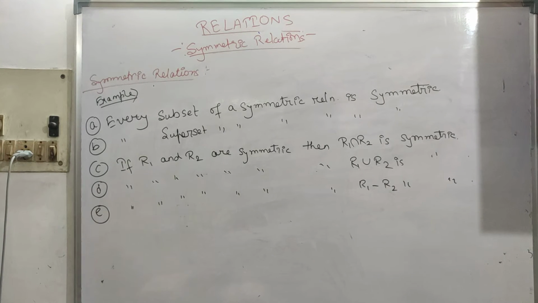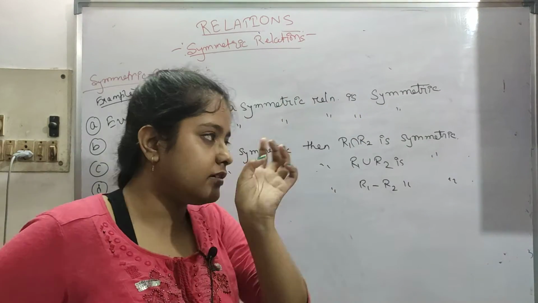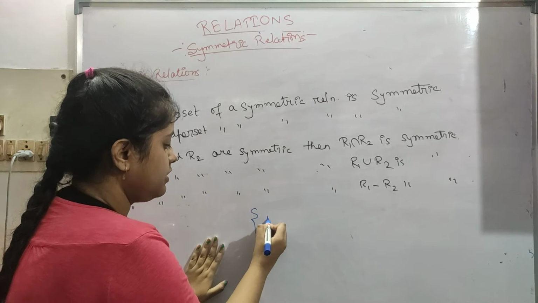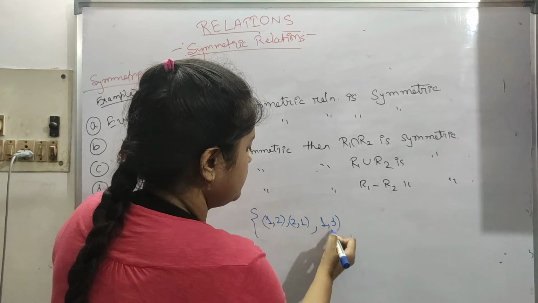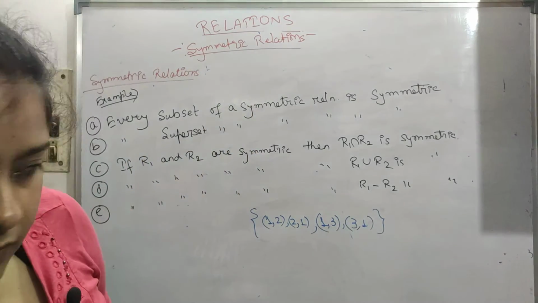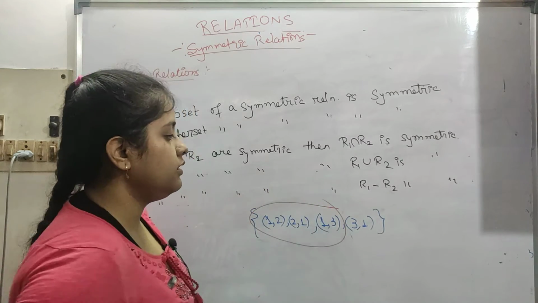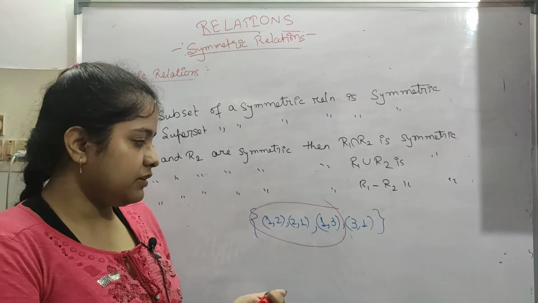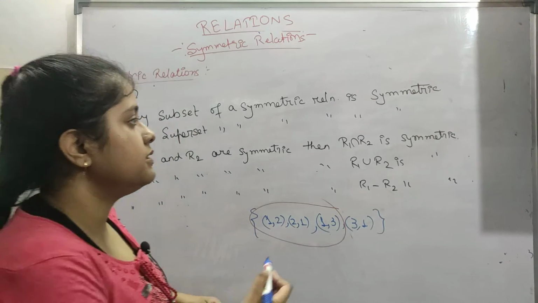Now let's see this example. First is every subset of a symmetric relation is symmetric. So this is not true. Why is it so? Let's say 1 2 is present, then 2 1 has to be present; 1 3 is present, and 3 1 has to be present, like this. If we take these 3 as a subset, this is not symmetric, because if 1 3 is present, then 3 1 has to be present. So this is basically false.